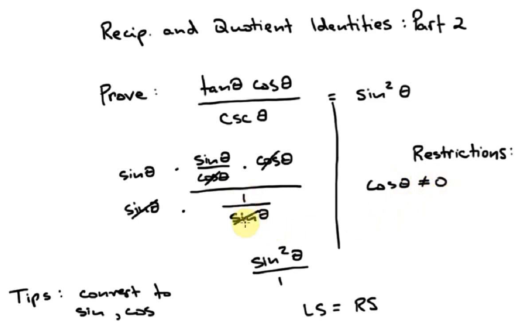Similarly, here I have 1 over sine theta. Well, sine theta cannot equal 0. So these are restrictions. Now, I have a little bit more work to do here because this isn't telling me how to restrict theta. It's telling me that sine theta and cos theta cannot equal 0. But what restriction is there specifically to theta?